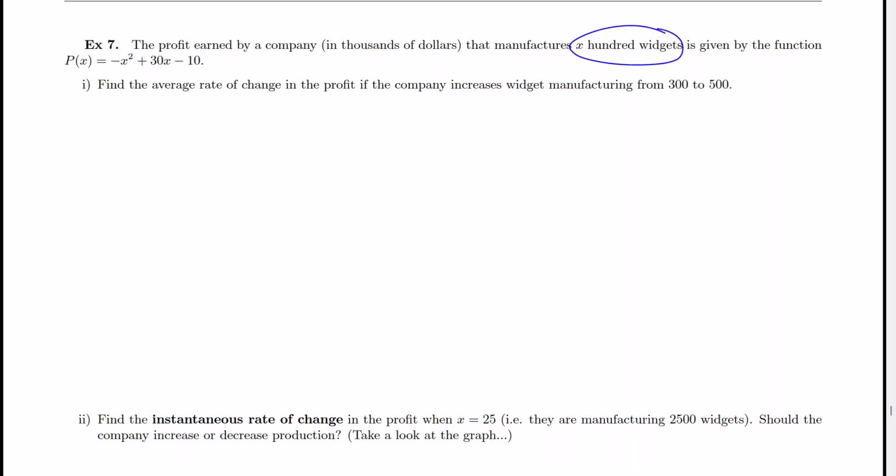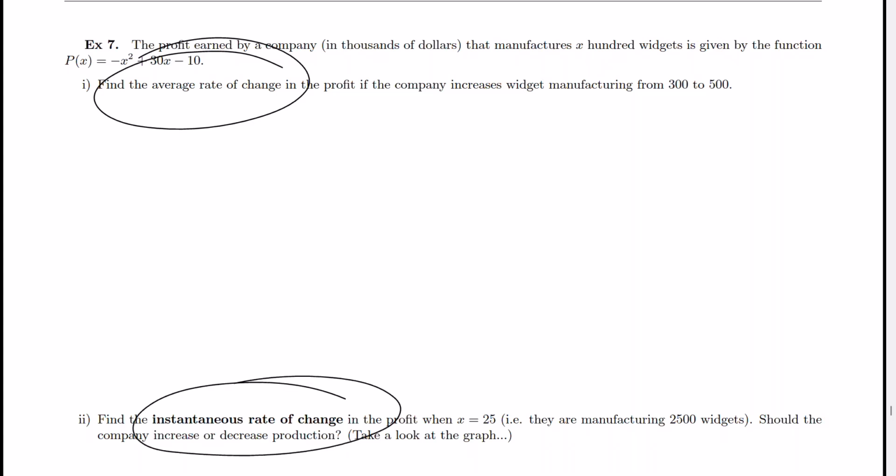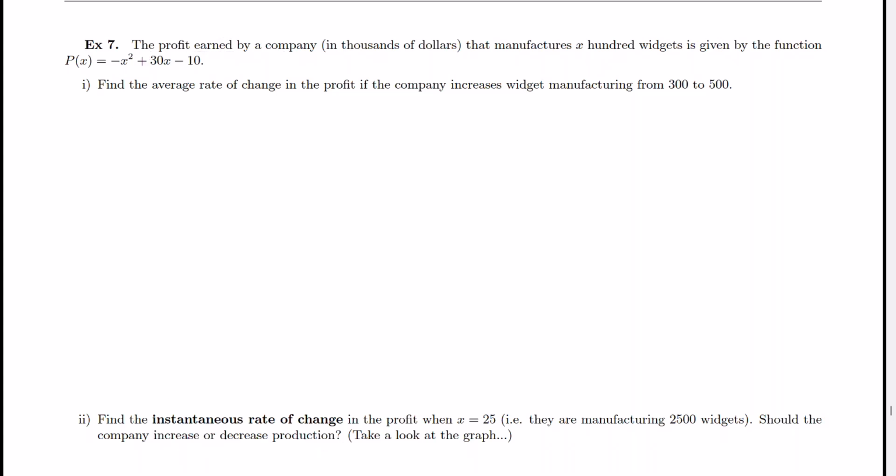I've got to pay special attention to that. Later on, we're going to be dealing with 300 and 500, so that means we're going to be putting 3 and 5 into the formula, not 300 and 500. That's the first thing we need to be careful about when reading the question. In this problem, we're basically summarizing everything we did so far in this section. So it's both finding the average rate of change in the first part of the problem and then finding the instantaneous rate of change in the second part.